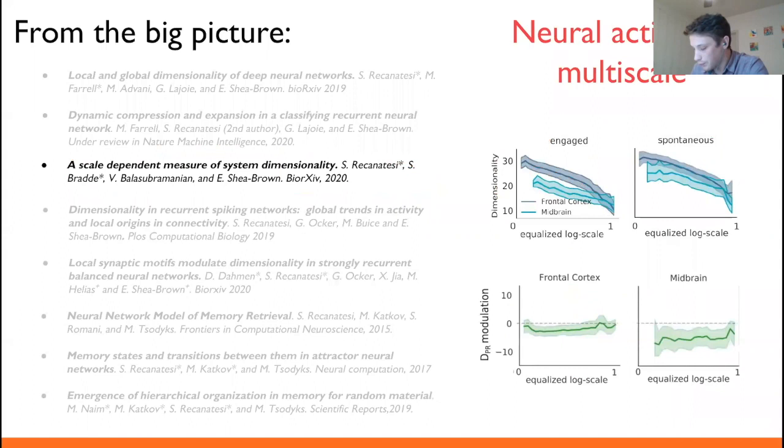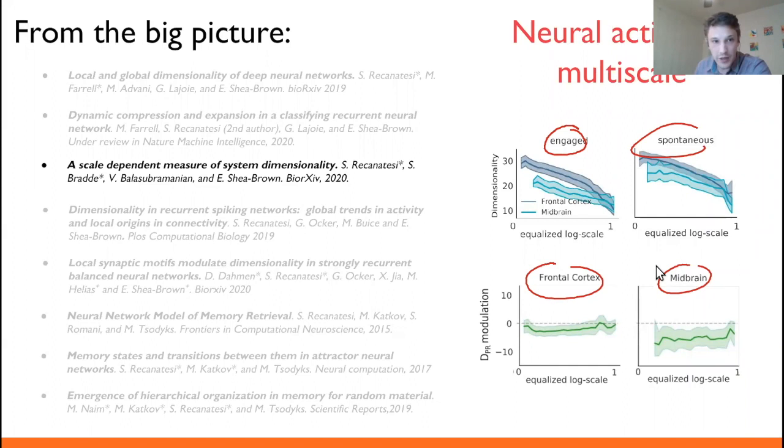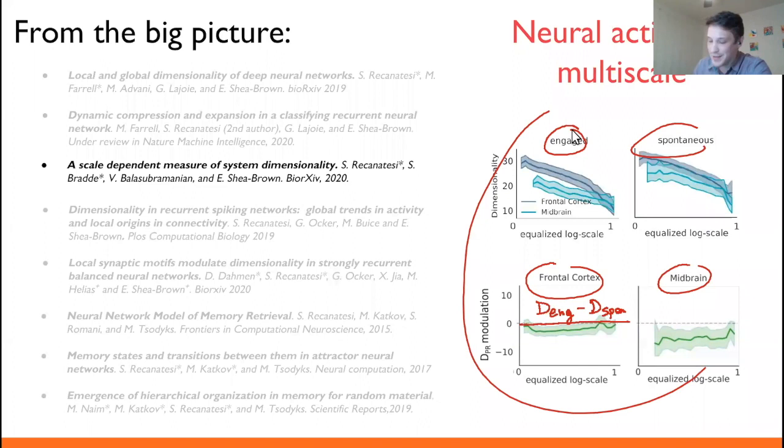Also, this kind of analysis is important to show that different conditions like the engaged and spontaneous have different dimensionality, so different manifold geometrical properties. What you see here is that the dimensionality difference in frontal cortex and midbrain is significantly different, if I take the dimensionality during the engaged condition minus the dimensionality during the spontaneous condition. And as you see, it is lower than zero, showing that during engaged, the dimensionality is lower.